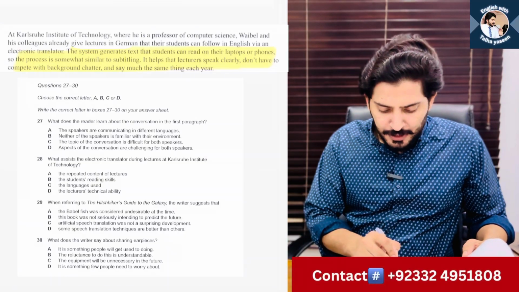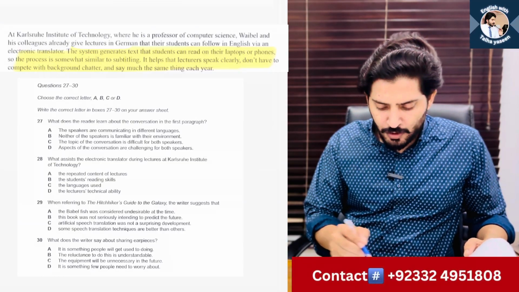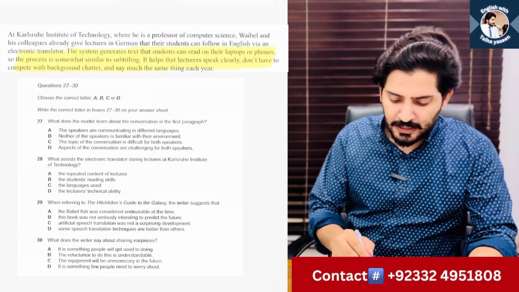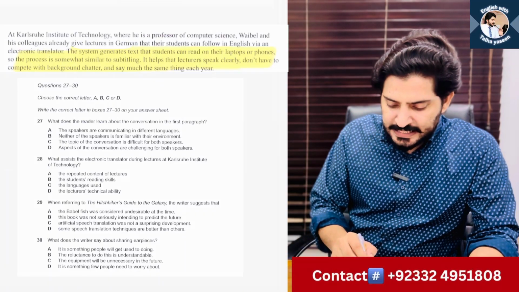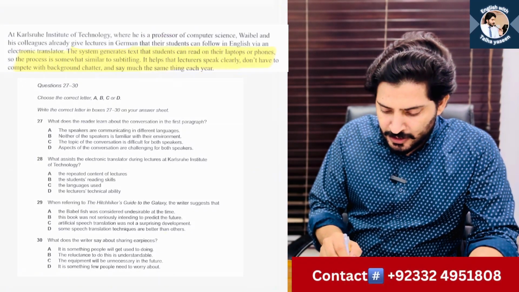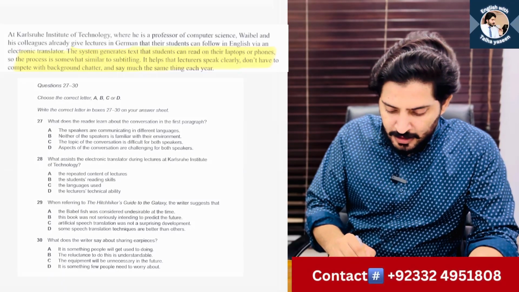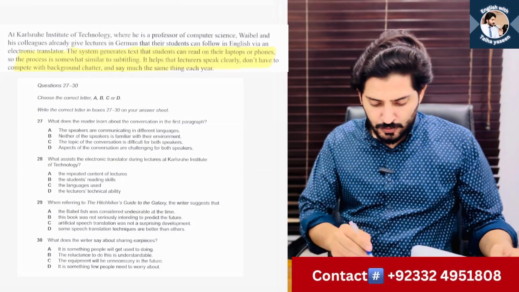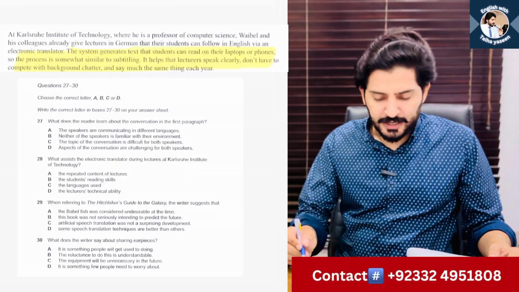So our option will be A, the repeated content of lectures. If you look at the last line, and say much the same thing each year. This is our answer. So A is the right option.